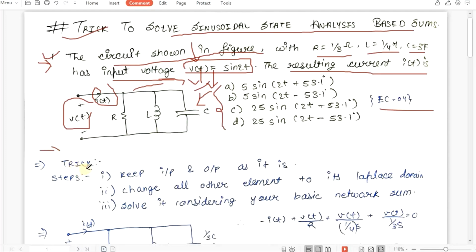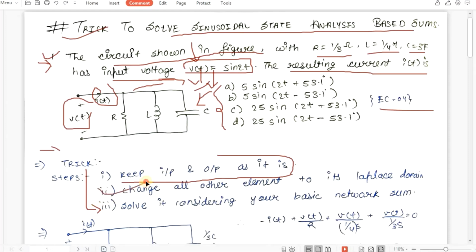The trick says that you have to follow these three steps. The first step says that you have to keep input and output as it is. If your input is in the form of sinusoidal, keep it as it is. You are not required to do anything with your input as well as your output.